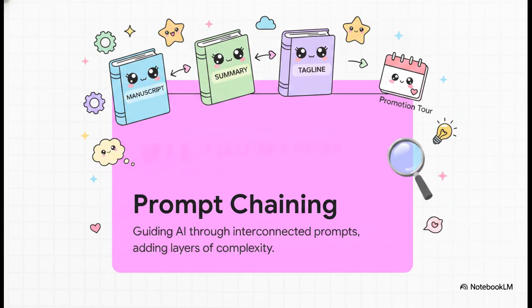Prompt 1 asks for a summary. Then the output of that prompt becomes the input for prompt 2, turning the summary into a catchy tagline. Prompt 3 takes that tagline and builds a 6-week promo tour. You're basically building an automated pipeline where the AI feeds its own structured data right into the next step.